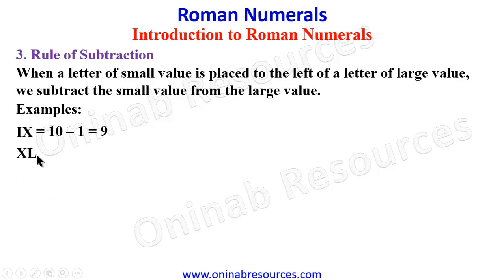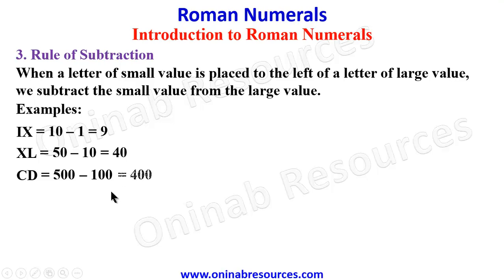Also, we have XL. X is 10 and L is 50. Since X is placed before L, we are going to have it as 50 minus 10, making XL equal to 40. And then we have CD. C is 100 and D is 500. This means we are going to have 500 minus 100, giving CD to be 400.